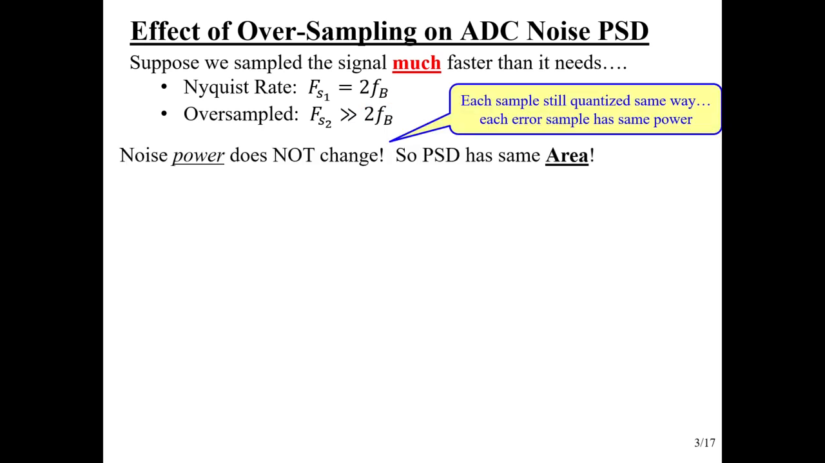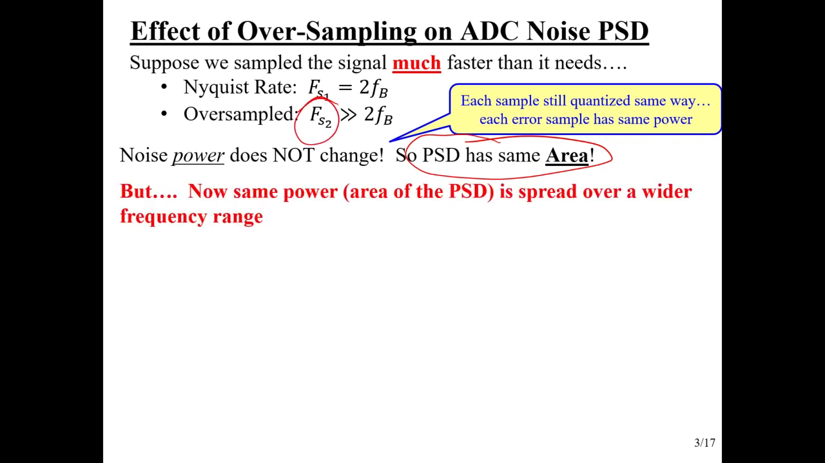Well, the noise power doesn't change, because that has nothing to do with the sampling rate. That only has to do with how much quantization error noise is added at each sample. Each sample is quantized the same way, so the noise power is the same. So the power doesn't change. That means the power spectral density of the noise has the same area as before, except now it's spread over a wider range. It was spread over the range of the lower sampling rate before. Now my sampling rate is higher.